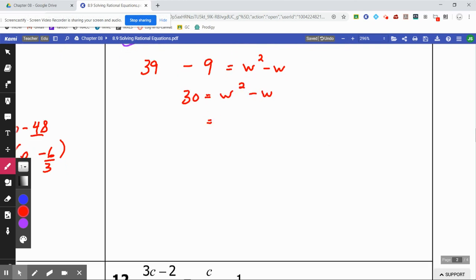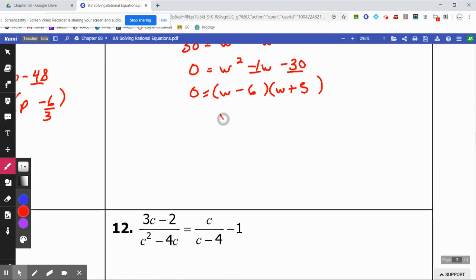Since it's quadratic, move everything to the same side. I'm going to move it to the right since that's a positive w squared. Move 30 by turning it to a minus 30. Two sets of parentheses. W times itself, adds, multiplies is a negative 6 and a positive 5. Set each equal to 0, and you'll get w is either equal to 6 or w will be negative 5.